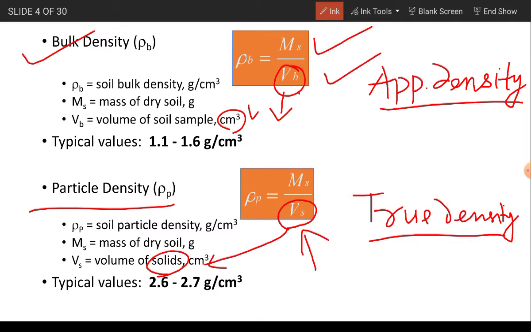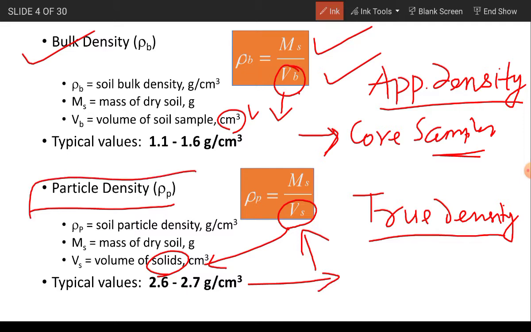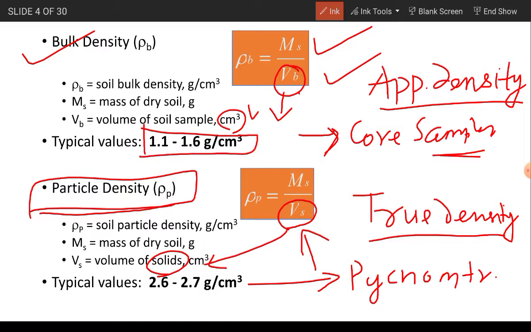So for bulk density measurement, how are we doing it? We are using a core sampler. Similarly, for measuring the particle density, we are using a pycnometer. The typical value of soil bulk density ranges from 1.1 to 1.6 gram per centimeter cube. Similarly, particle density is about double the bulk density, 2.6 to 2.7.